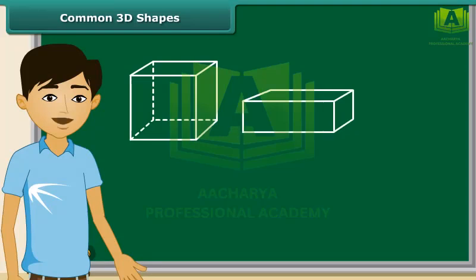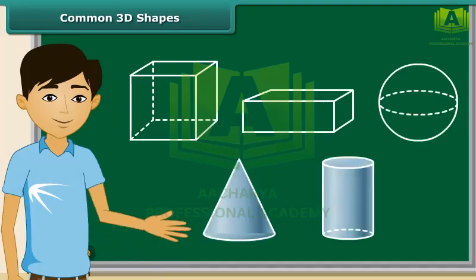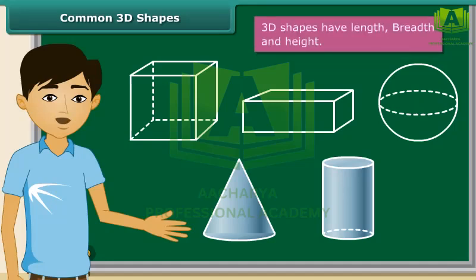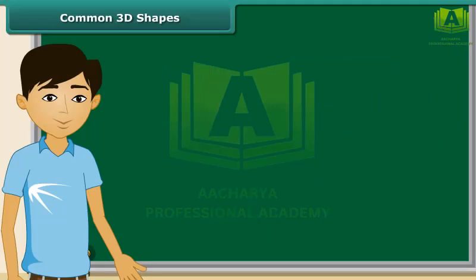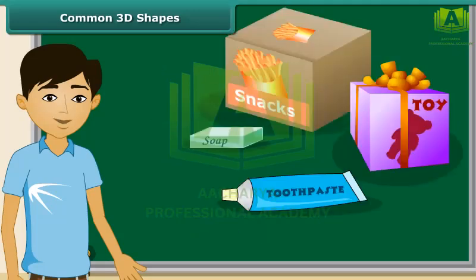Hey, can you recall these shapes? Yes, these are three-dimensional because these have length, breadth, and height. Soaps, toys, paste, snacks, etc. often come in the packing of cuboidal, cubical, or cylindrical boxes. Let us learn about their surface.